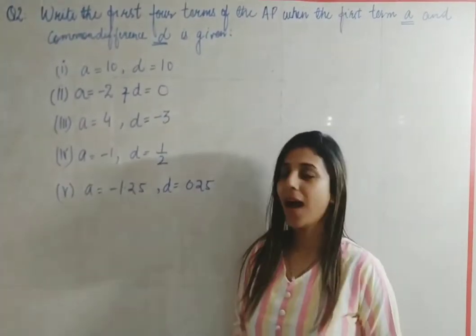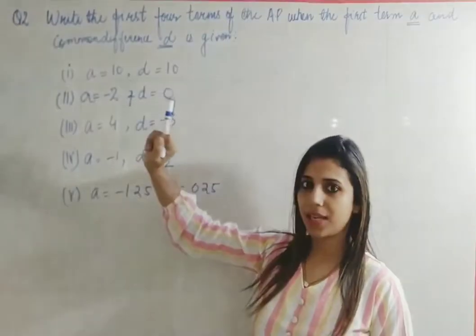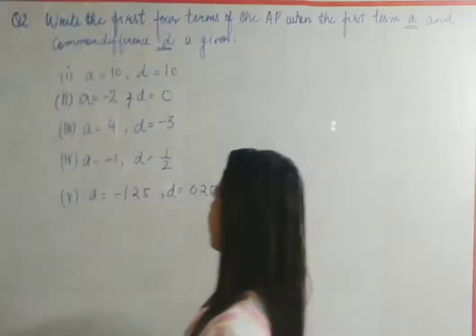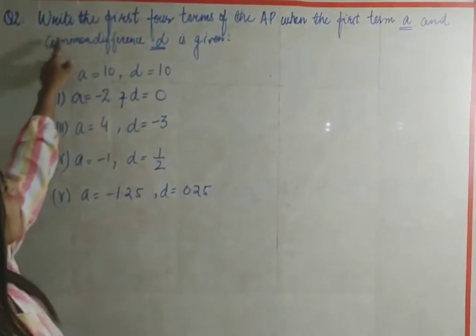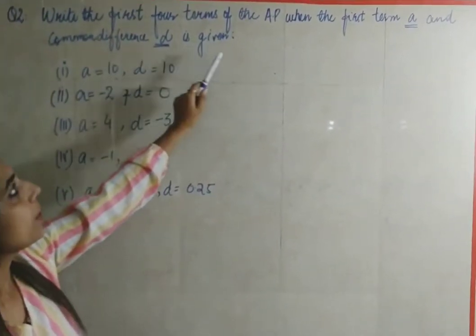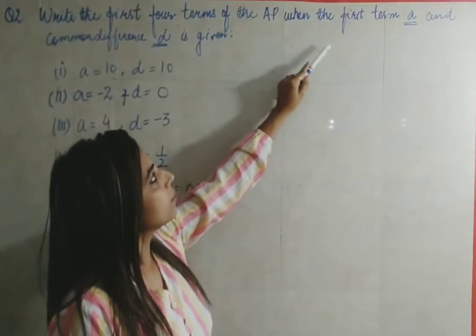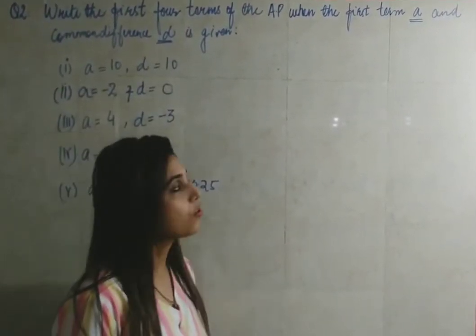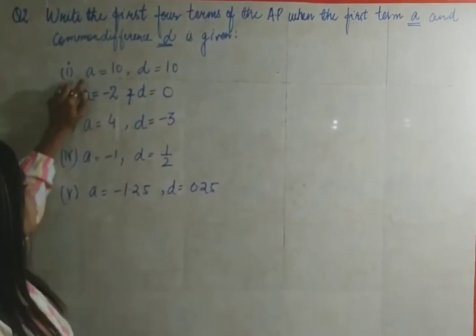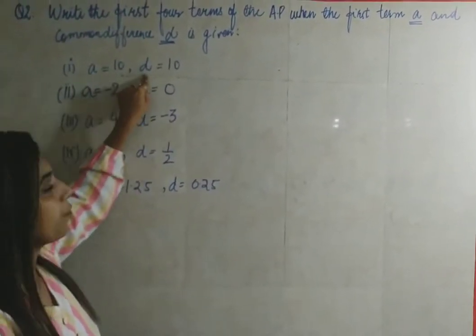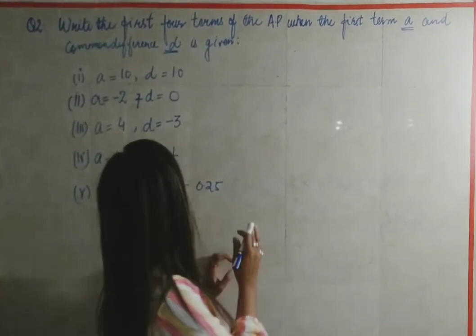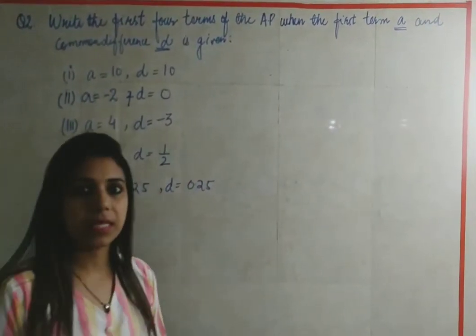So guys, today I am going to solve question number 2 of chapter 5, exercise 5.1. So let's discuss here. Write the first 4 terms of the AP, where the first term A and the common difference D are given. You have been given the very first term and the common difference D, and you have to form the first 4 terms of your AP series.